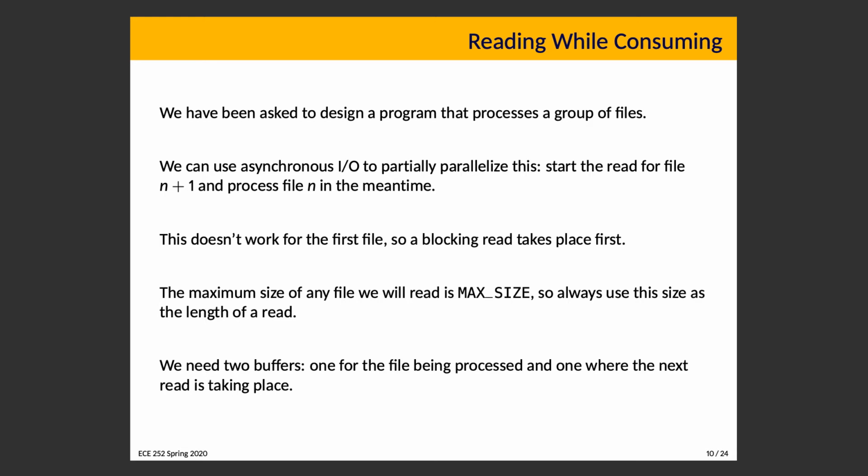We'll do this instead. Okay, so what we're going to do is have two buffers. We'll have one for the file that's being processed and one where the next read is taking place. So we have a first buffer, and we read the first file into that buffer. Once we've done that, we can start the read for file number 2 into the second buffer, and then we can start processing on file 1 using buffer 1.